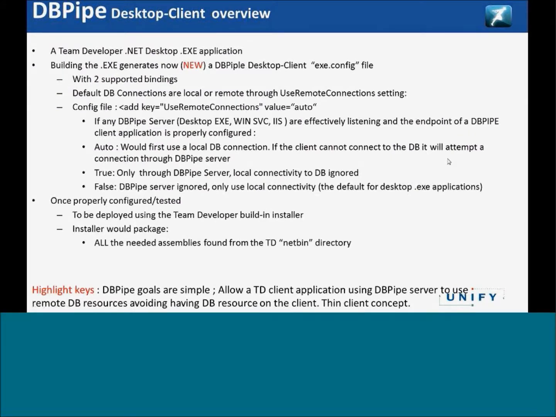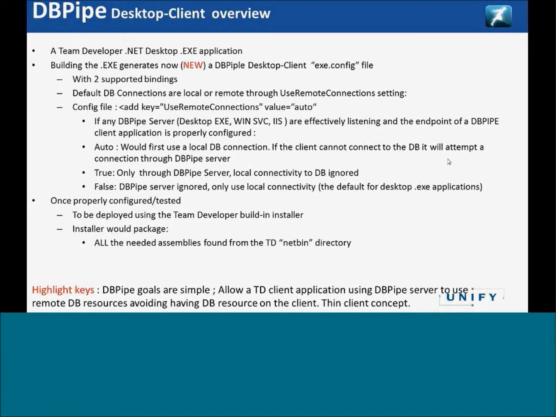DBPipe desktop client overview. Now that we've talked about the server, it is very simple. You just have to launch it. You rely on the existing port that you just configured or use the default, and that's it, it is ready to listen. Now you need to have a client to work with it. A client is a TeamDeveloper.NET desktop.exe application, built to exe. It can be a desktop.exe application, but it can also be an XBAP application.